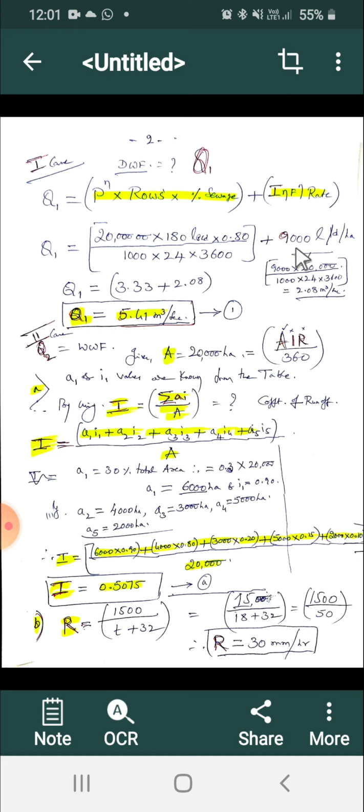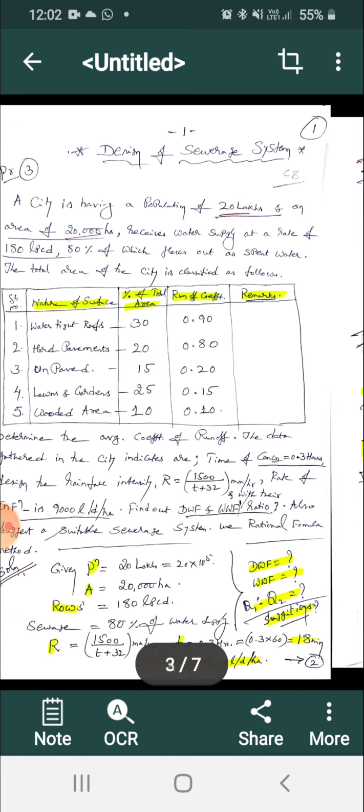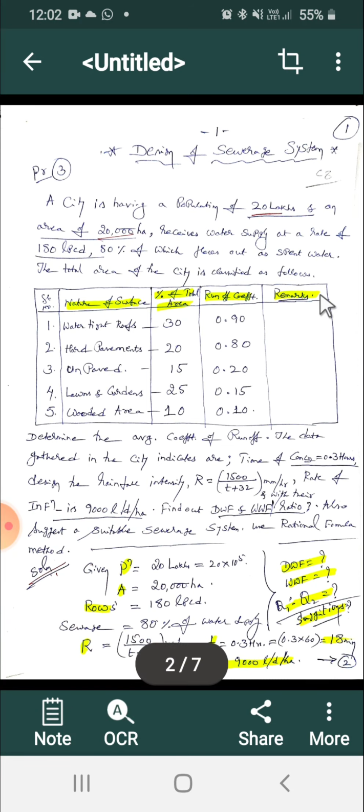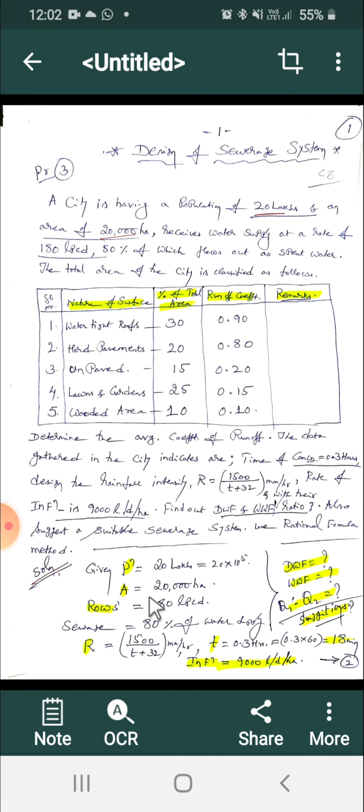Okay. Now this is 9000 LPCD. This is liters per day per hectares. Now how many hectares are there given? So the total area is how much? Do you know? What is total area? Area is 20,000 hectares. See, 20,000 hectares, they are given very clearly.